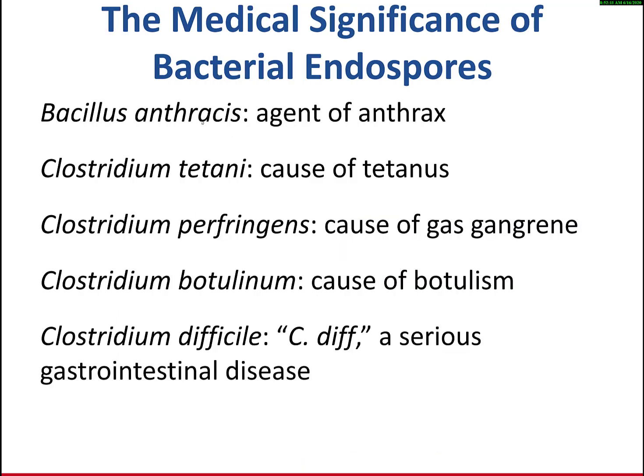Anthrax. You can acquire anthrax through spores. Clostridium tetani: everyone, I would hope, has had their tetanus shot, and you want to prevent yourself from getting tetanus. Stepping on a rusty nail in the soil, it's a soil microorganism and may contain the spores, and they'll germinate very quickly. Clostridium perfringens, same sort of thing.